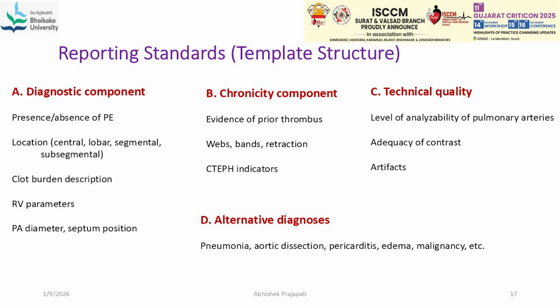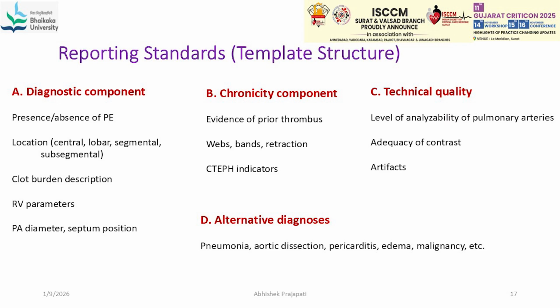So now, reporting standards. How should CT pulmonary angiography reporting be done and which points must be included by radiologists? The diagnostic component: presence or absence of pulmonary embolism, location of thrombus, clot burden description, RV parameters, pulmonary artery diameter, septal position. Then the chronicity component: evidence of prior thrombus, webs, bands, retraction, CTEPH indicators. And technicality: level of analyzability of pulmonary arteries, adequacy of contrast, and artifacts.